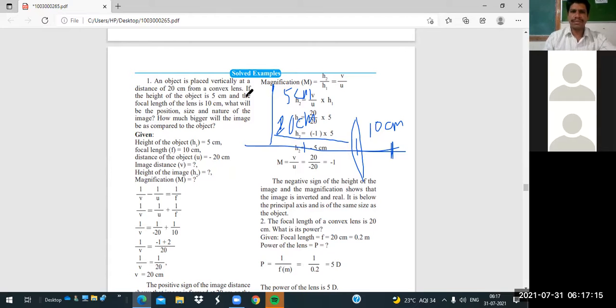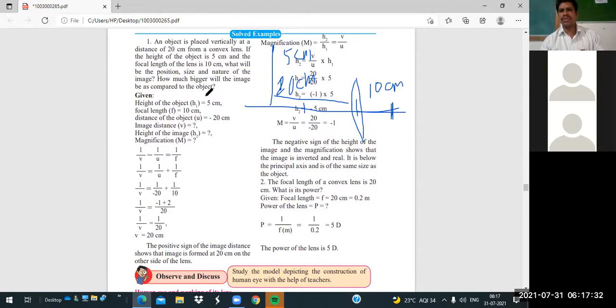Okay. Then what do we have to find here? What will be the position, size, and nature of the image? We have to find first position, size, and nature. And second, how much bigger will the image be as compared to the object? Now, whatever is given, write it. Height of the object, h1 is equal to 5 centimeter.